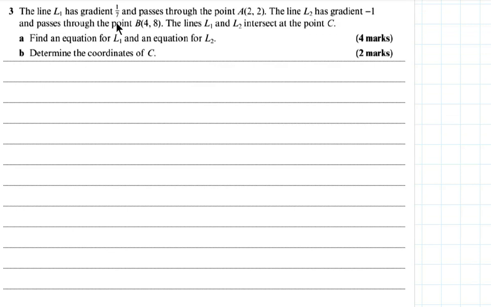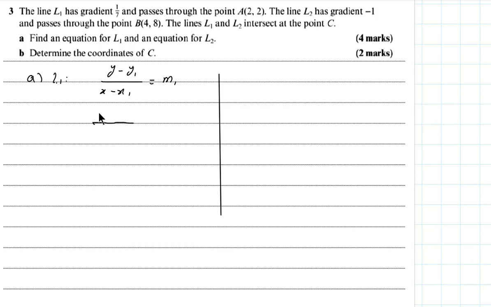3. The line L1 has gradient 1/7 and passes through the point A (2, 2), and the line L2 has gradient -1 and passes through the point B (4, 8). The lines L1 and L2 intersect at the point C. Find an equation of L1 and an equation for L2. Okay, very nice question.